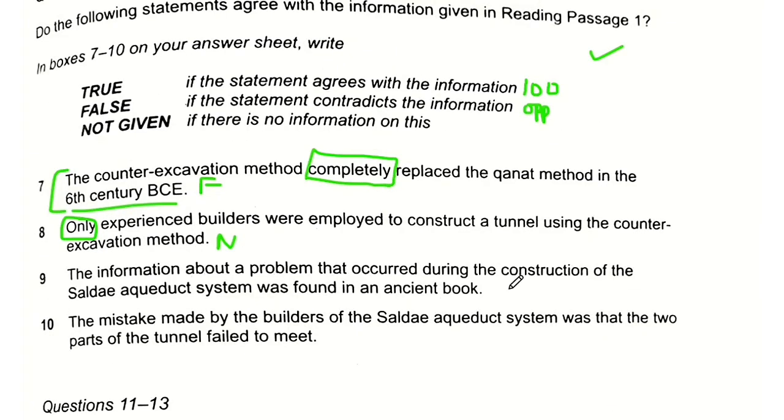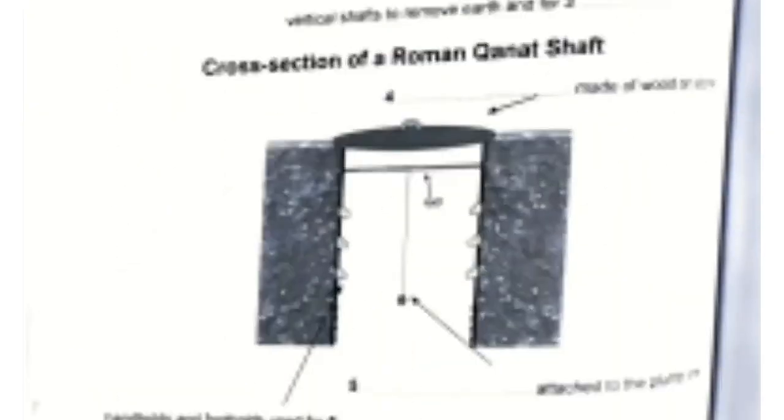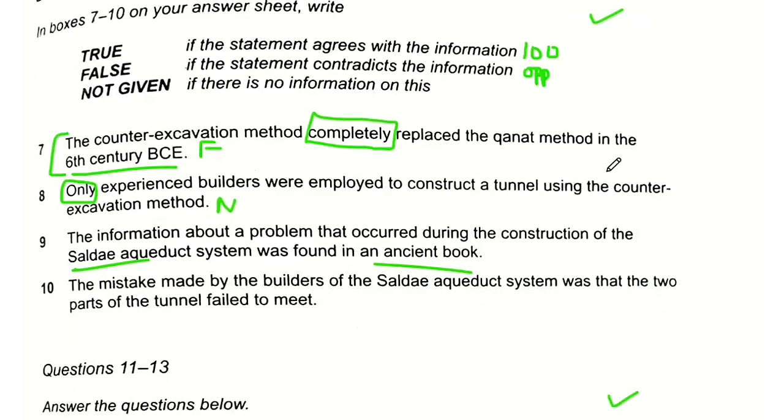Information about a problem that had occurred during construction of the Saldae aqueduct system was found in an ancient book. So this also we had read in the passage. Was it found in an ancient book? So what is given in the passage? Here they clearly mentioned that an inscription was written on the side of the tunnel. So it is not an ancient book. They implied completely opposite information, so the answer for this will be false.